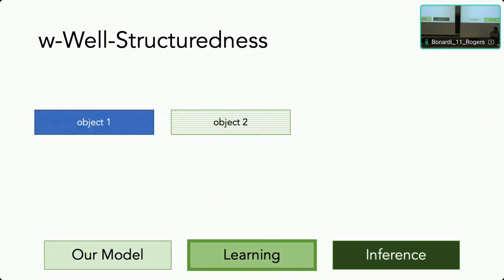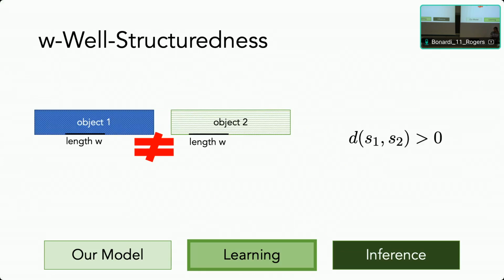And for this, we're going to use a property that we call W well-structuredness. This property is similar to incoherence assumptions that are used in standard dictionary learning. It basically says that if you take length W substrings of 2 different objects, they can't be equal. And actually, even if you take length W substrings of a single object, they can't be equal. And so we require that our object set has this property before we're able to do a learning procedure to recover it.